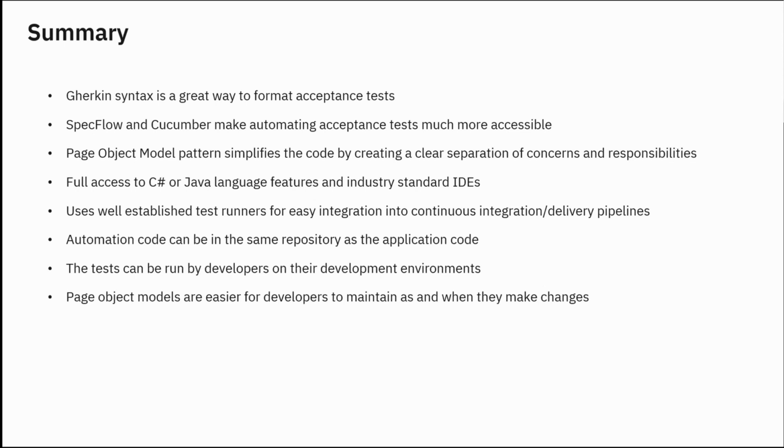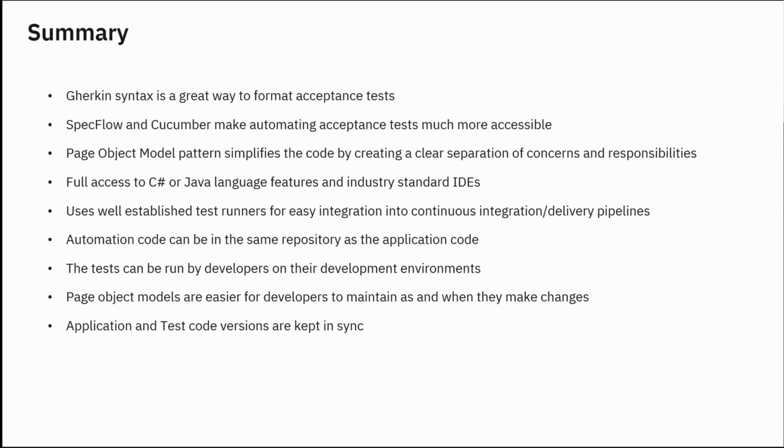Page object models are easy for developers to maintain as and when they make changes. Again, a developer makes a change to markup. They know they've made that change. As long as it's part of the process, they know then to go and update the page object model and run the tests.